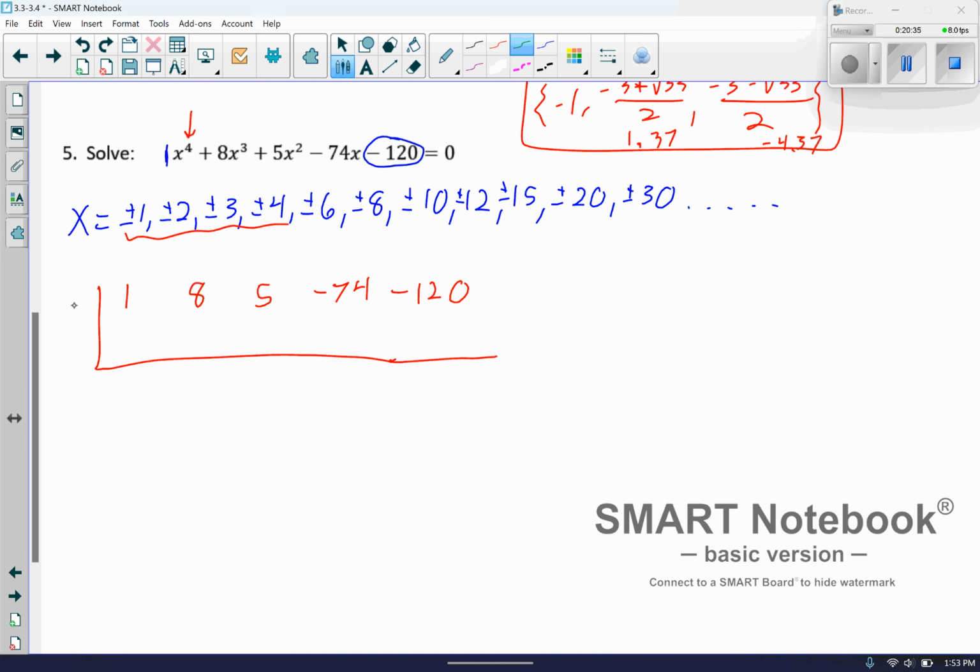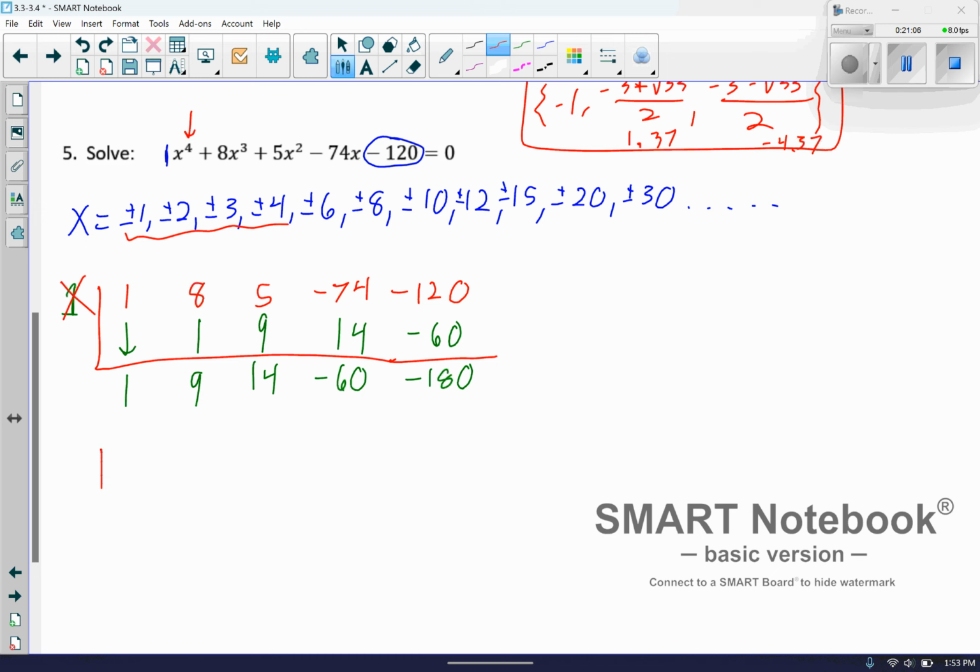All right, so we'll start with 1. I don't think it works, but we'll try. Let's see, 1 times 1 is 1. 1 plus 8 is 9. 9 times 1 is 9. 9 plus 5 is 14. 14 times 1 is 14. Add that together, that's going to be negative 60. Negative 60 times 1 is negative 60. But that adds up to negative 180, which is definitely not 0, so that does not work.